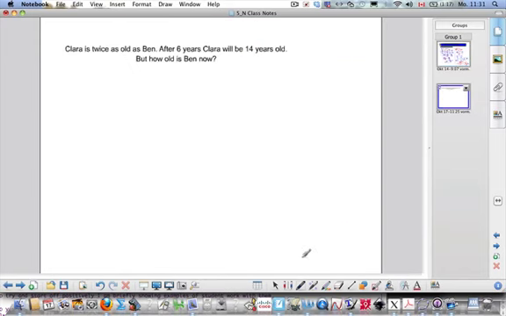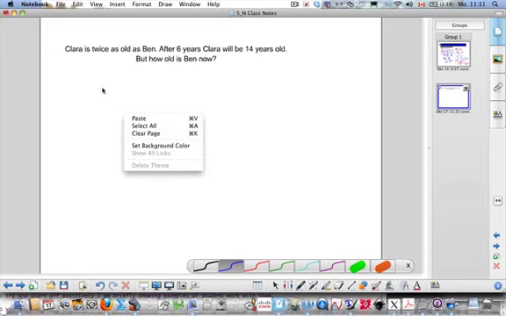Okay, now this is a new beast, something that many students find difficult, and those are the word problems. So even though it won't be in your homework just yet, do try and work through this, because the word problems will take you some days to develop. Okay, so what do we have here? Clara is twice as old as Ben. After 6 years, Clara will be 14 years old. How old is Ben now?